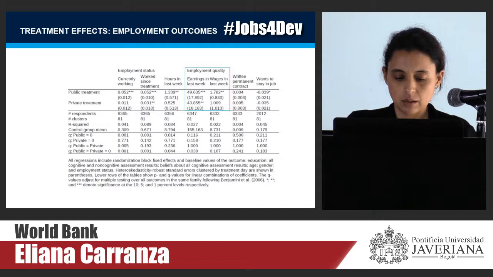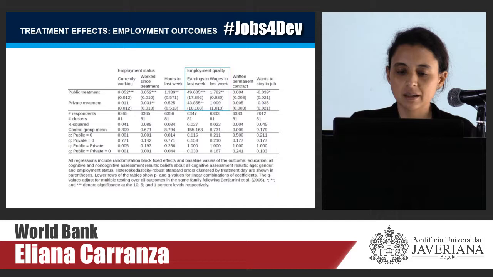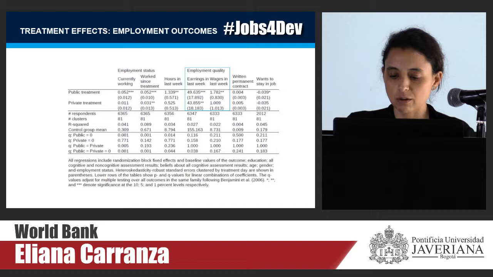So what we can see here is the public treatment is increasing the likelihood of being currently working, having worked at any point of time since baseline, and it's also going to increase the number of hours worked in the preceding week. The effects of the private treatment group instead are smaller and insignificant.